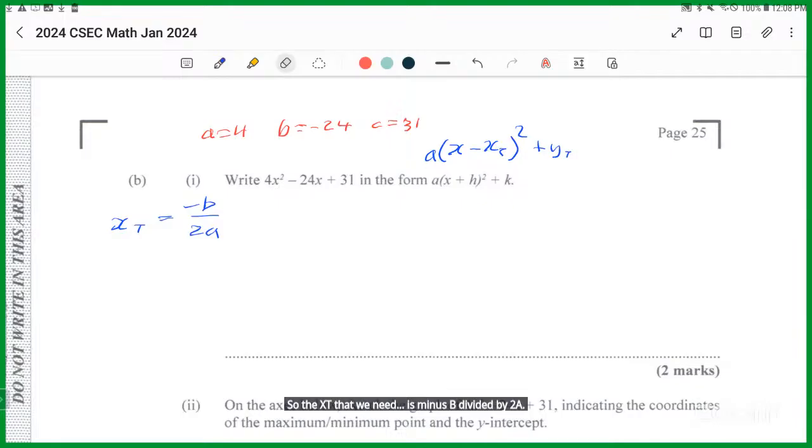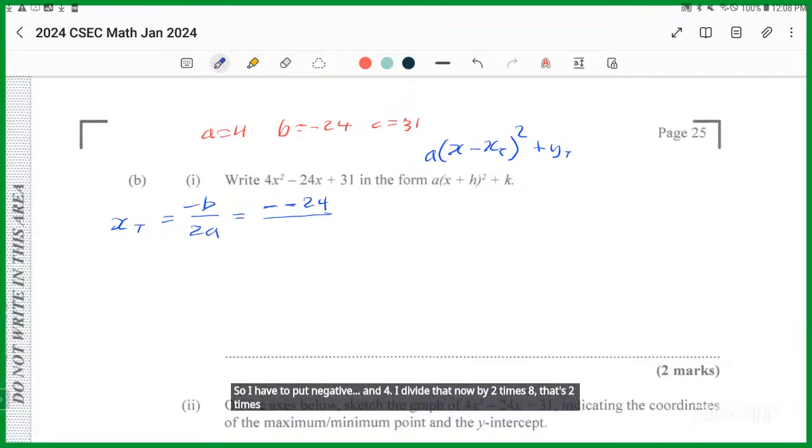Minus b over 2a. You have to just know this formula, guys. You will be using this method. So it is equal to minus, that's this minus I wrote down first. Pay attention now, the b now is negative 24. So I have to put negative 24. And I divide that now by 2 times a. That's 2 times this 4 value.